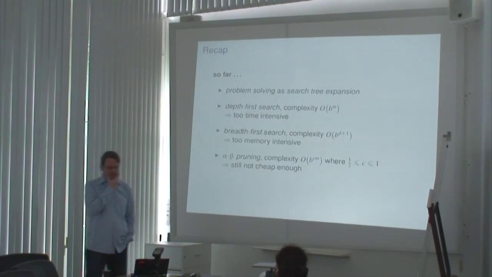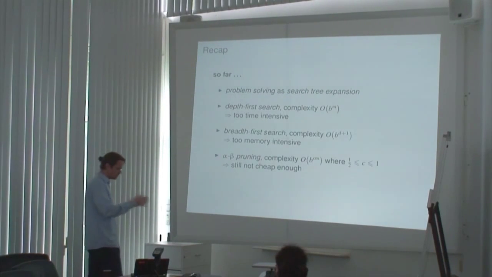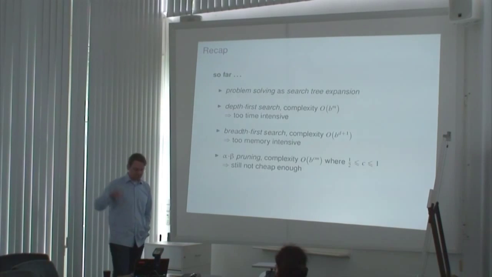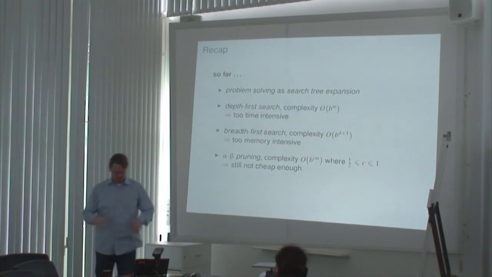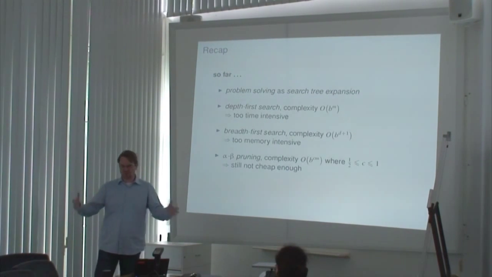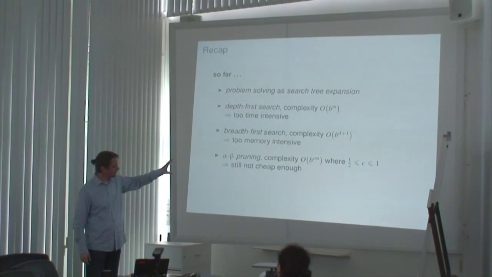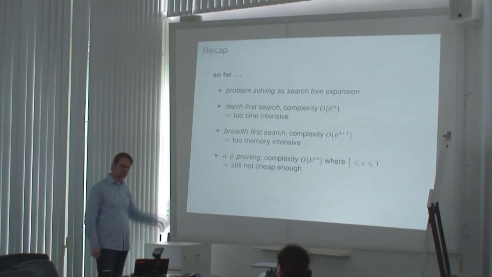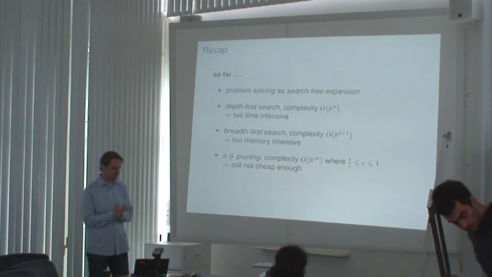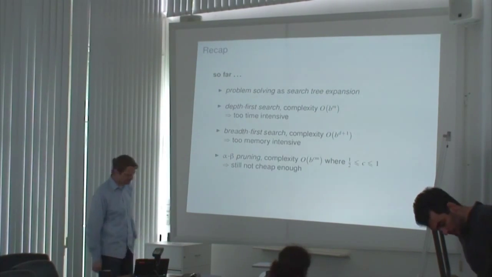Basically, it depends on the order in which we expand tree nodes on the fringe, which is the set of those tree nodes which we have not examined yet. And we saw that that can be very efficient, but it may also go wrong depending on this ordering criteria.